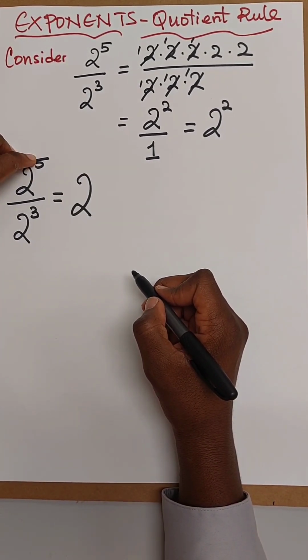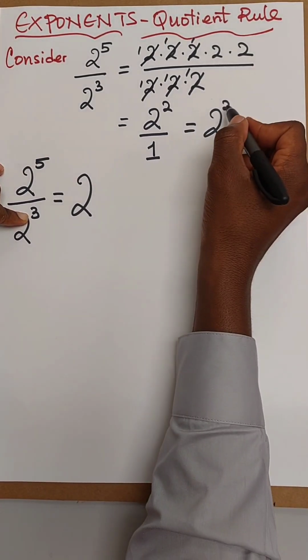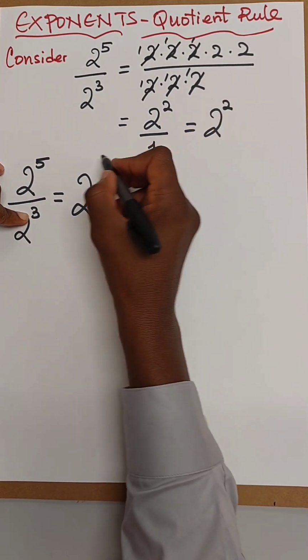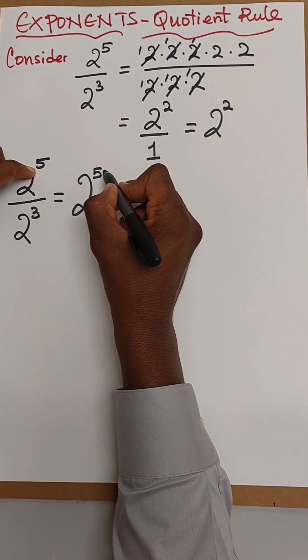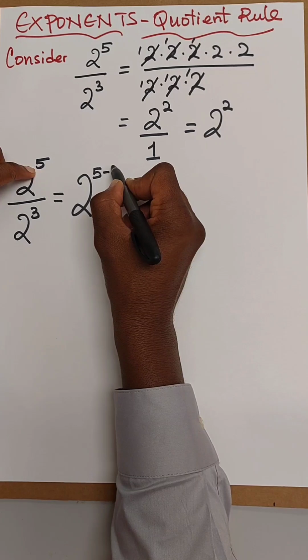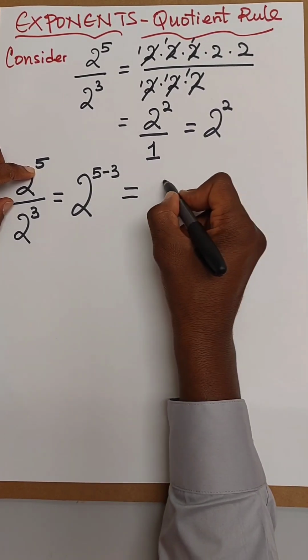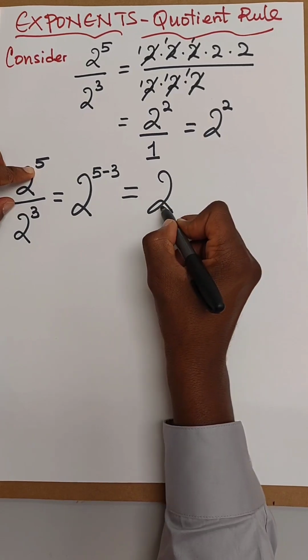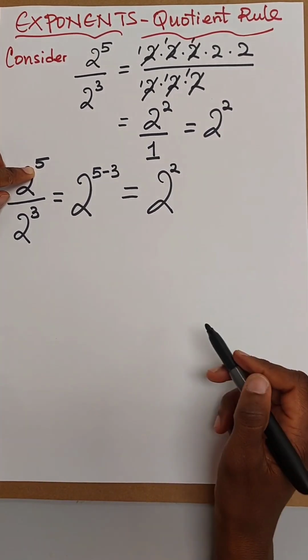So there were 5 2's at the top and 3 2's at the denominator. So we ended up with 2 2's at the numerator. So if we just did 5, those 5 2's for that exponent minus the 3 2's at the denominator, we end up with the 2 of them. So we end up with the same thing.